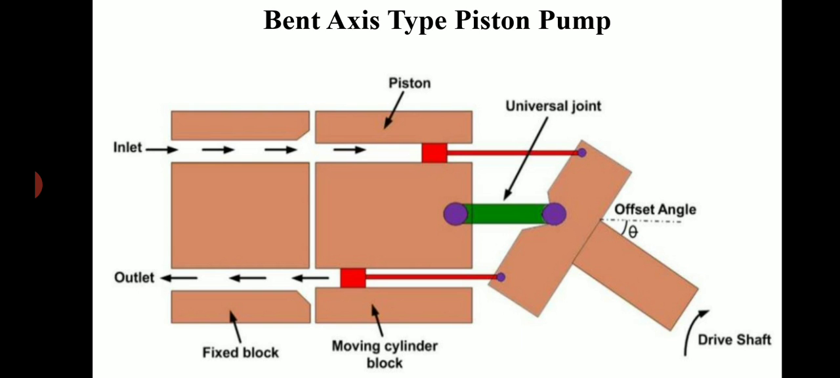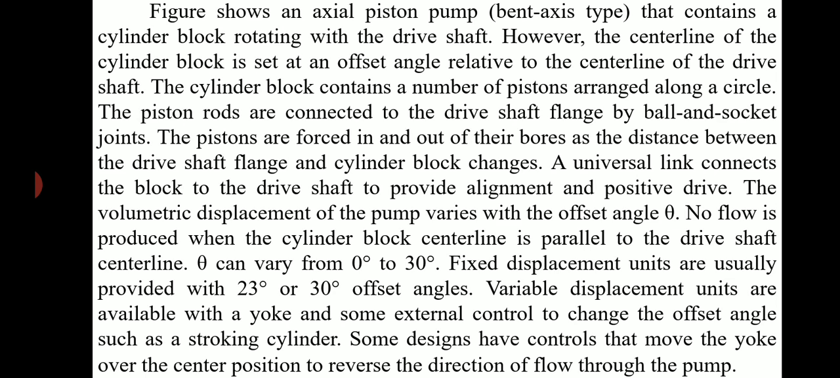Bent axis type piston pump: inlet, outlet, piston, fixed block, moving cylinder block, an offset angle theta. Figure shows an axial piston pump, bent axis type, that contains a cylinder block rotating with the drive shaft. However, the center line of the cylinder block is set at an offset angle relative to the center line of the drive shaft.